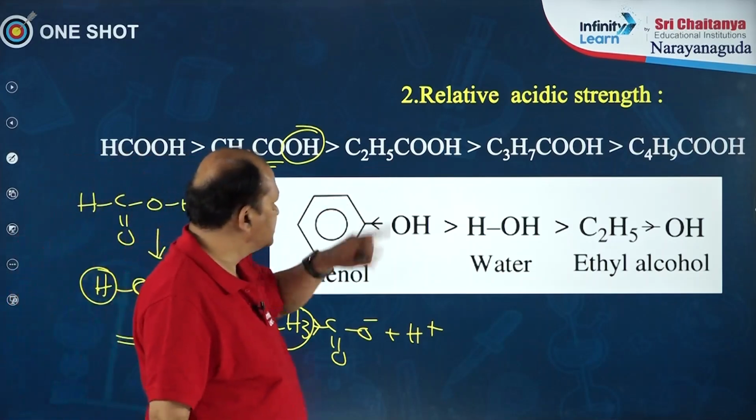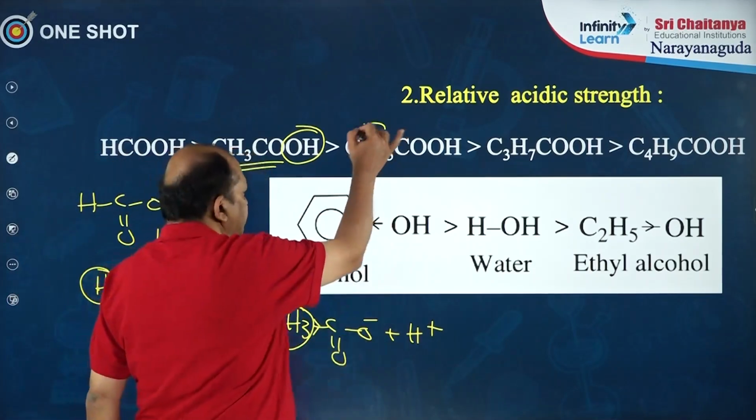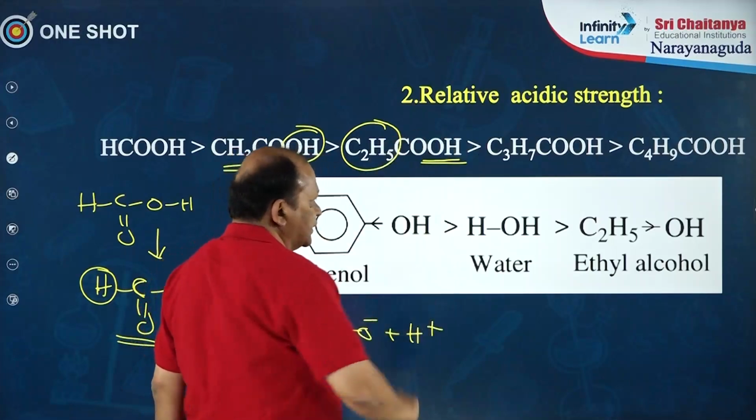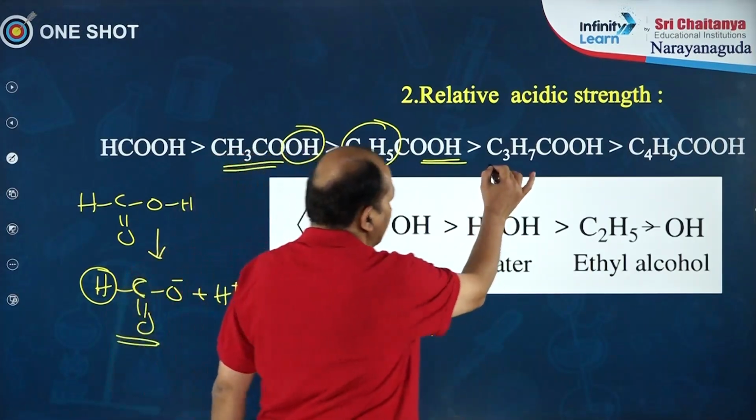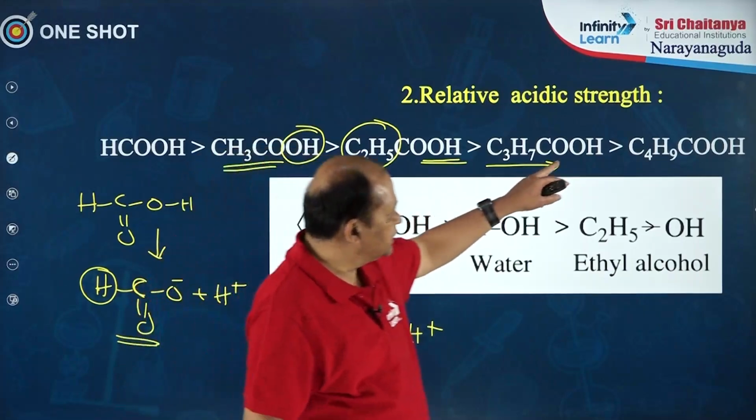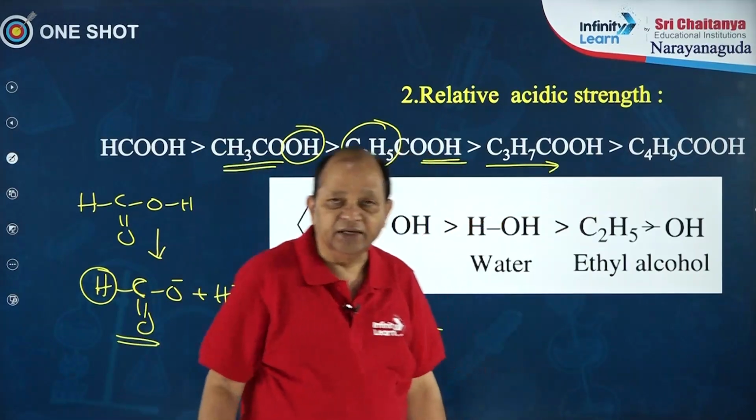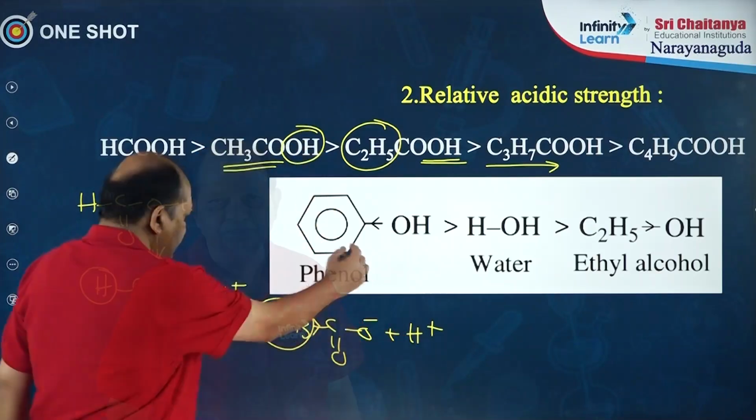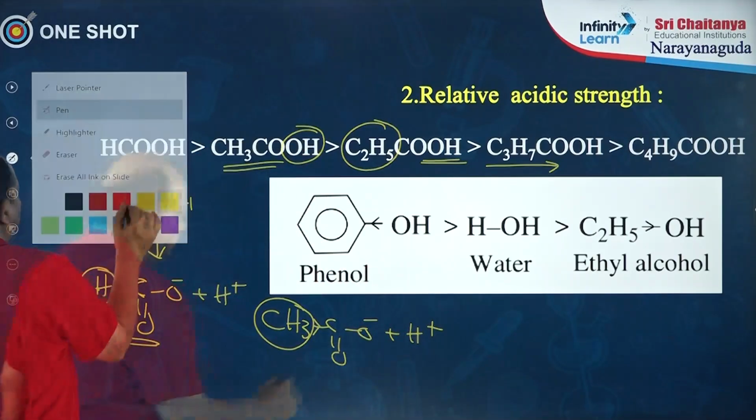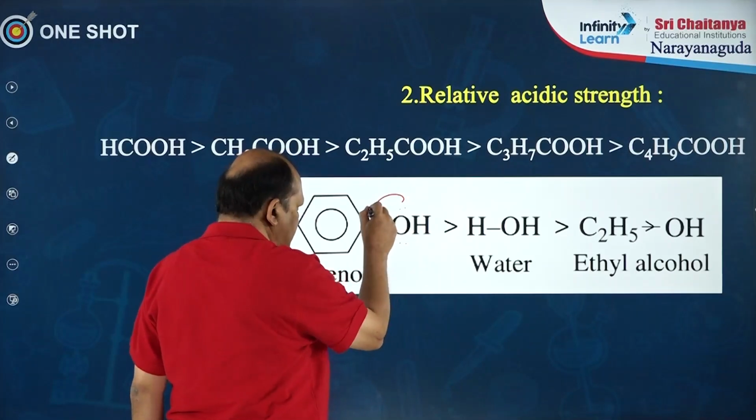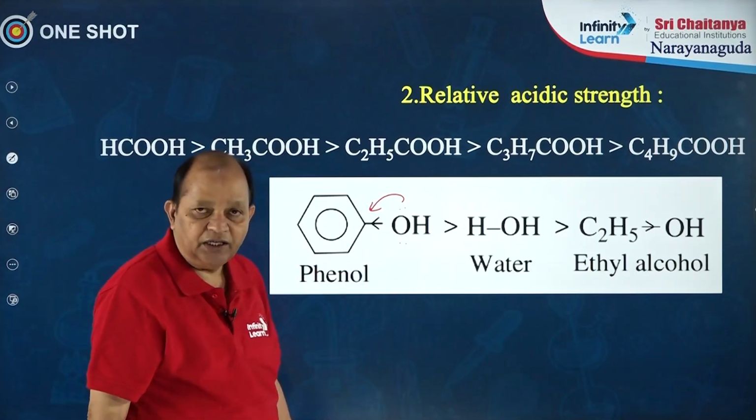Now, when we come to propanoic acid, because of the further better donating capacity, the polarity of the OH bond is further reduced, and as we move from left to right, the polarity of the OH bond decreases, therefore, relative acidic strength decreases. In another set of examples, we can see phenol. Here, the lone pair of electrons on oxygen can be delocalized into the phenyl ring.